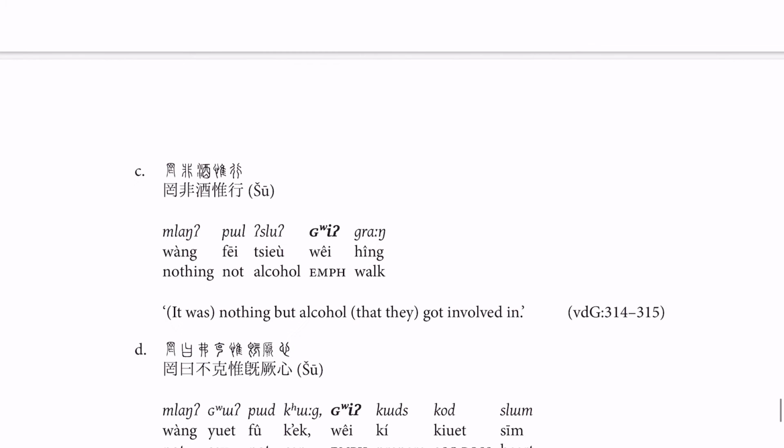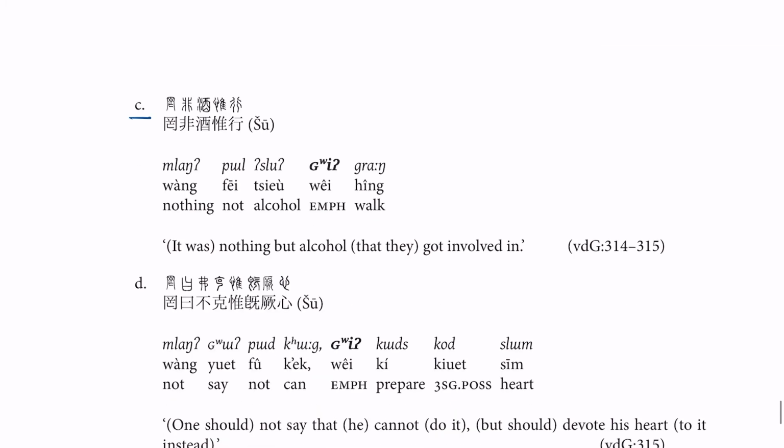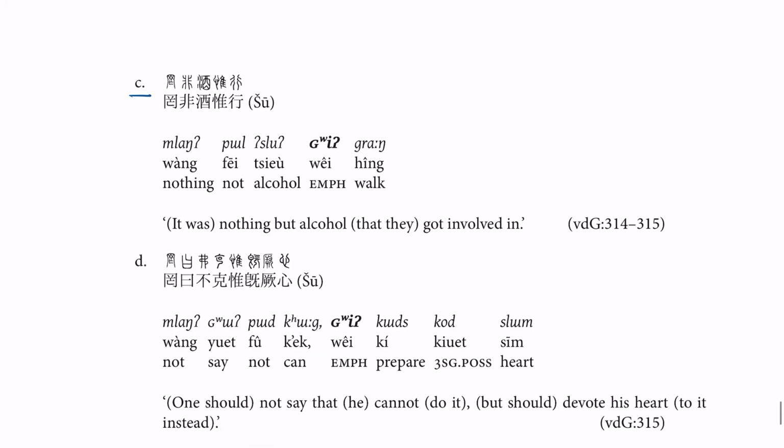Likewise, in the C sentence, mlang pul slu gui grang, we also see some sort of polar contrast, okay? So the sentence says it was nothing but alcohol that it got involved in. The "nothing but" part is already emphatic, and the speaker is using gui probably to make the strength of the verb equivalent to that of its argument.